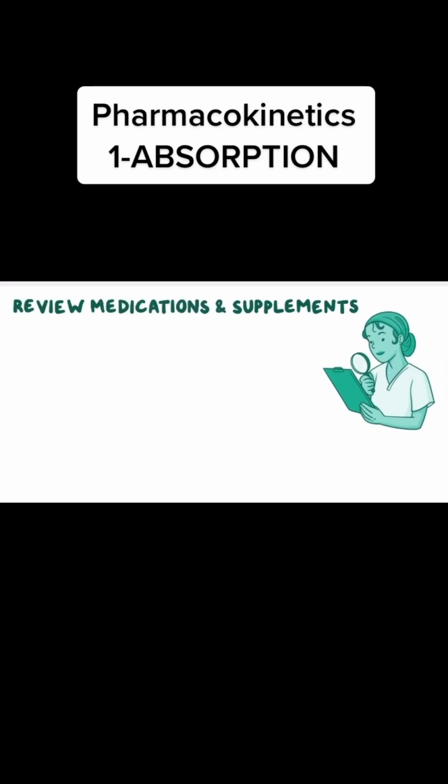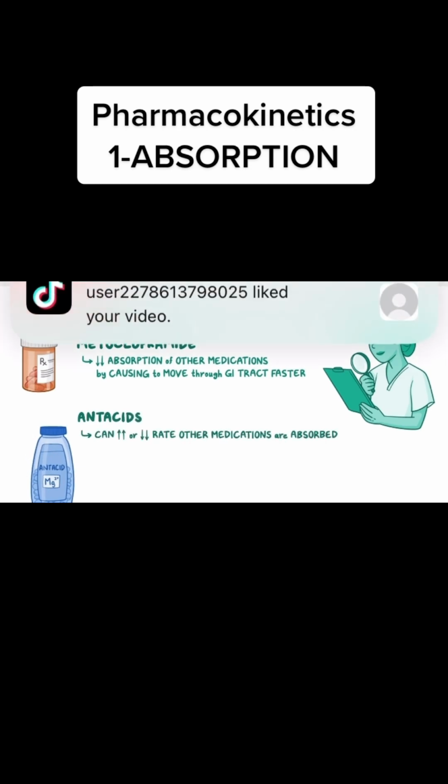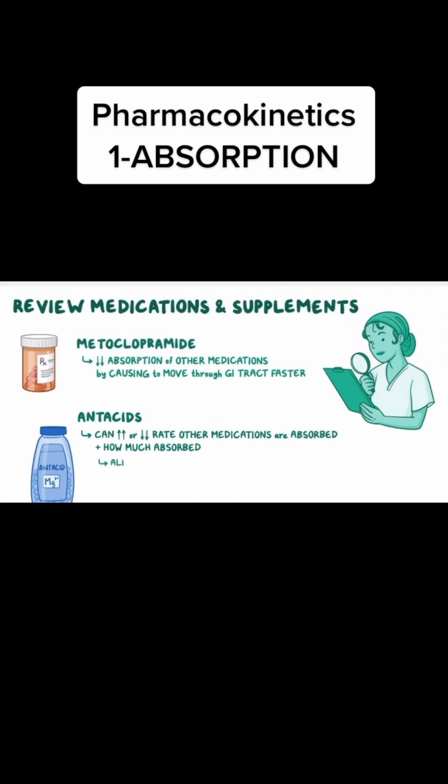Next, review all your client's medications and supplements, and check for medications that can interact and affect the absorption, like metoclopramide, that decreases absorption of other medications by causing them to move through the gastrointestinal tract faster. Antacids can increase or decrease the rate at which other medications are absorbed, as well as how much is absorbed by altering gastric pH or forming non-absorbable complexes with other medications.